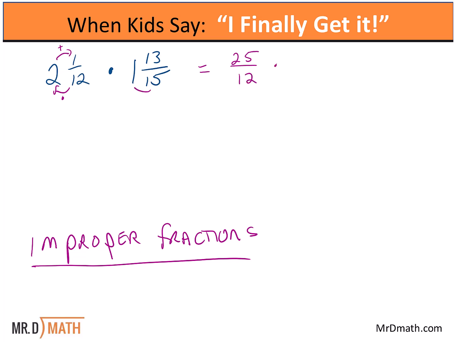Multiplied by what? Same thing. 15 times 1, and then we're going to add 13. That's going to give us a total of 28. 15 times 1 plus 13. There's our 28, and the denominator stays 15.